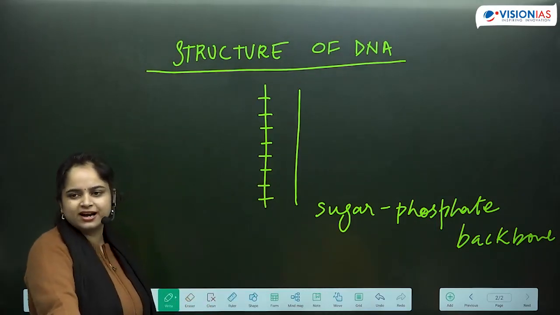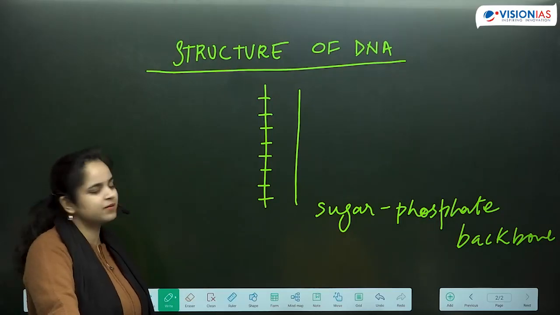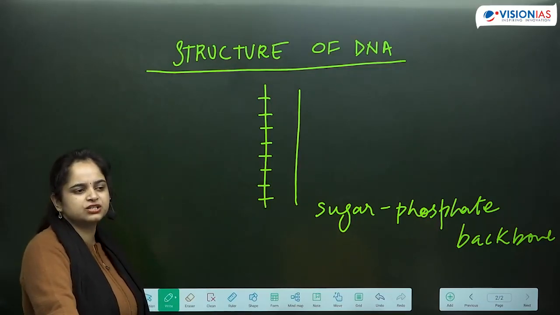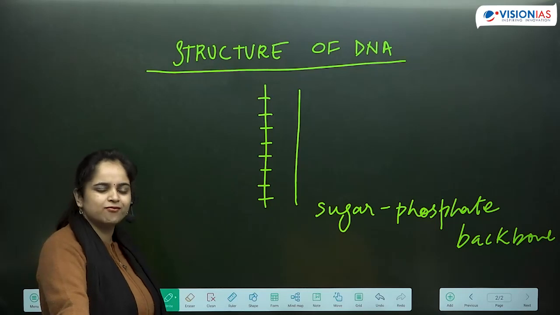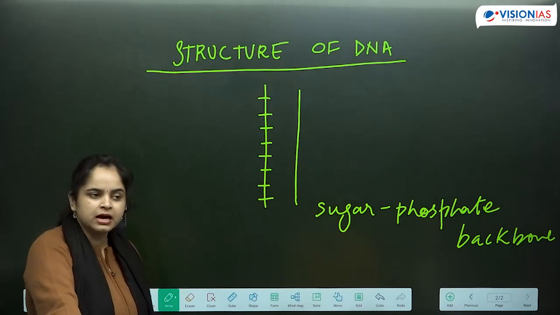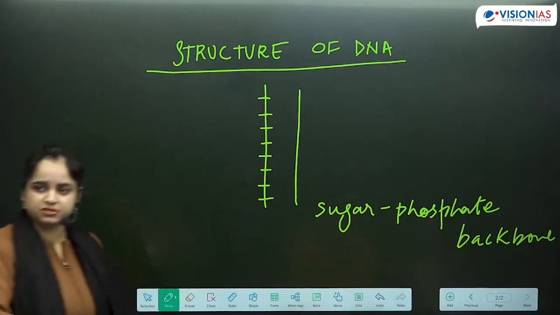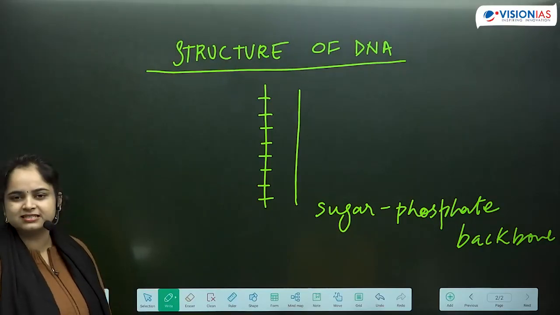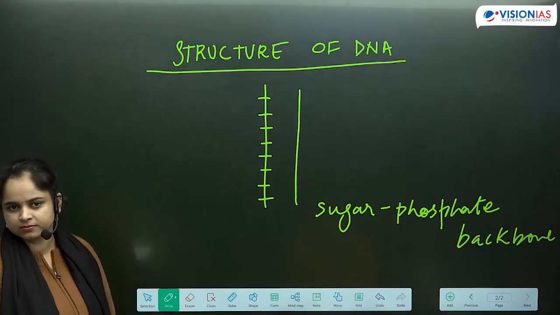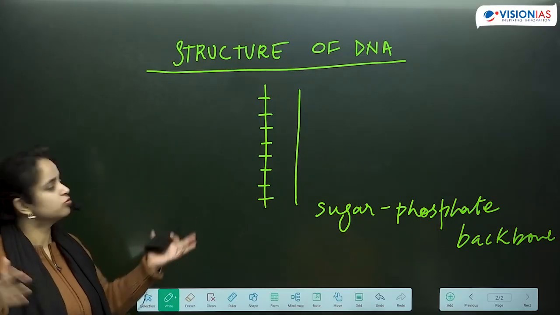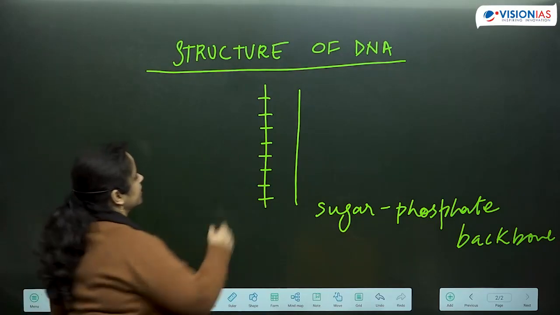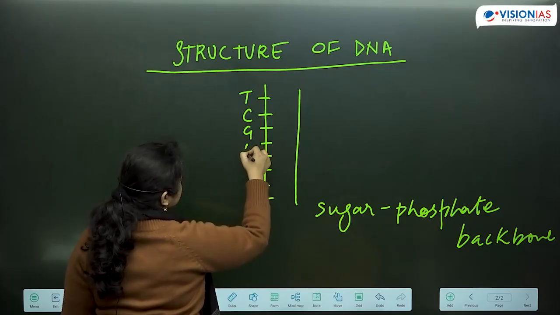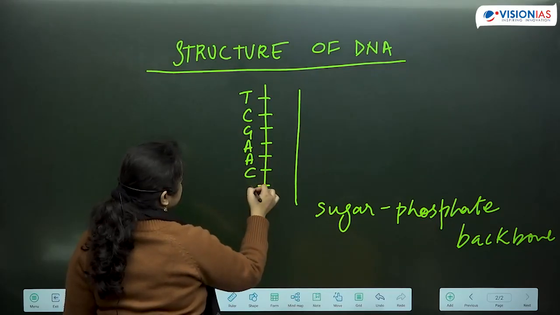Now, there are 4 nitrogenous bases in DNA, and they can be present in any random sequence. Okay, there is no rule as such that purine should come first and pyrimidine after. You have 4 bases, they can be arranged in any manner. And if we talk about the whole DNA of a person, the sequence of these nitrogenous bases, that is unique to every person. Okay, we can have thousands and thousands of these base pairs, like I'll write any random sequence. T, C, G, A, C, G, A.